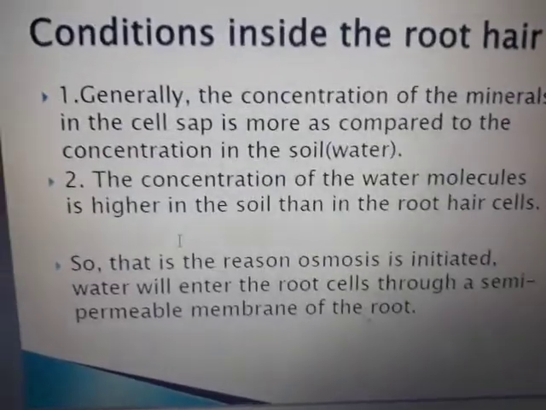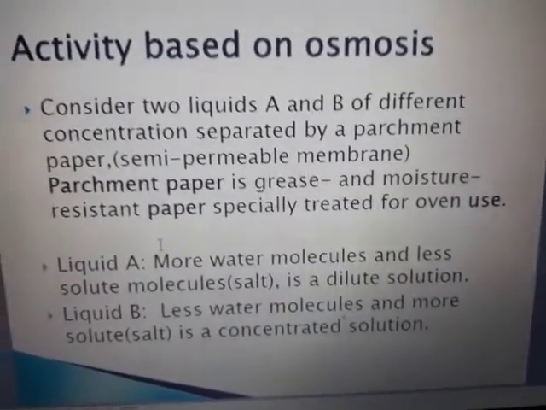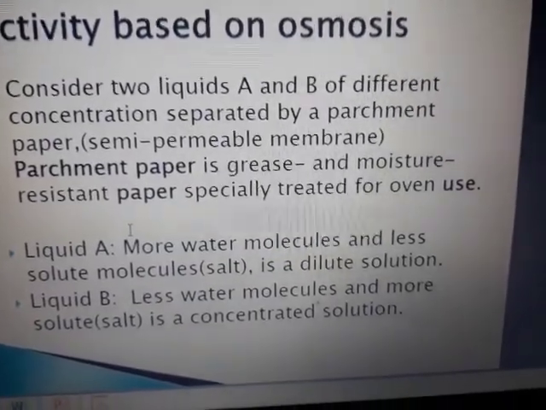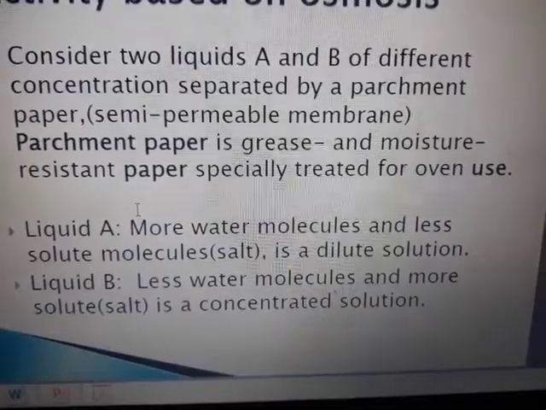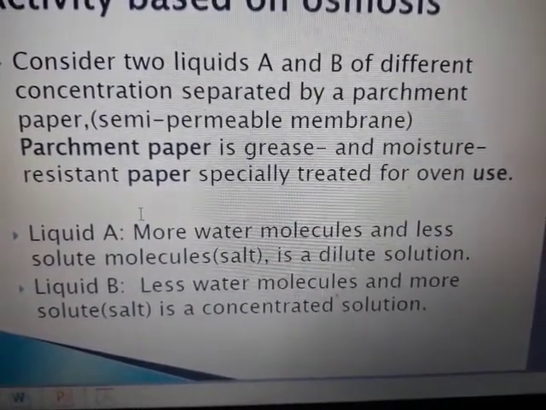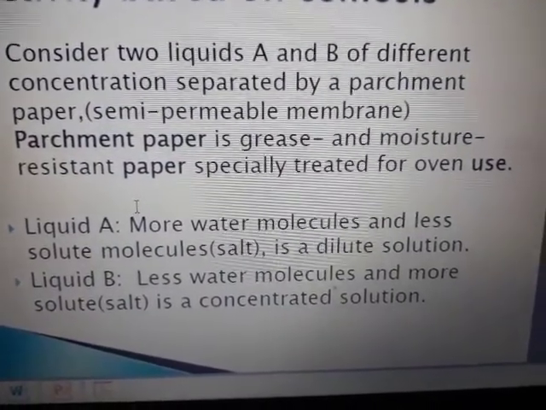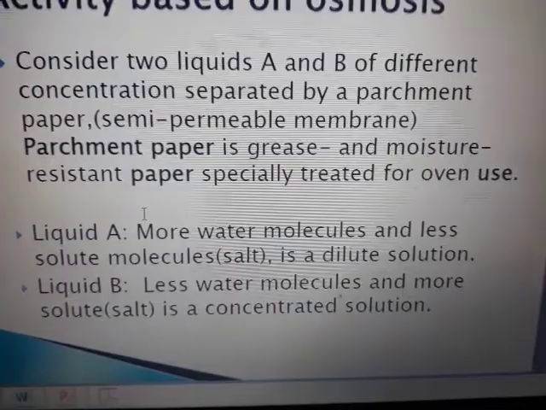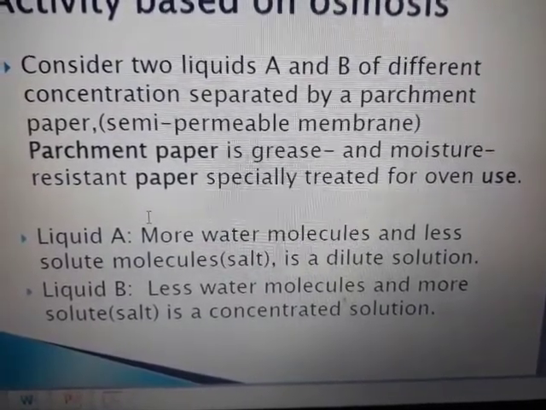So it is in more need of water than the minerals. Now, activity based on osmosis. Consider two liquids, A and B, of different concentration, separated by a parchment paper. Parchment paper is a grease and moisture resistant paper, specially treated for oven use, baking purposes and all. It acts as a semi-permeable membrane. Remember, it will select only a few substances that are required and it will not take in everything.